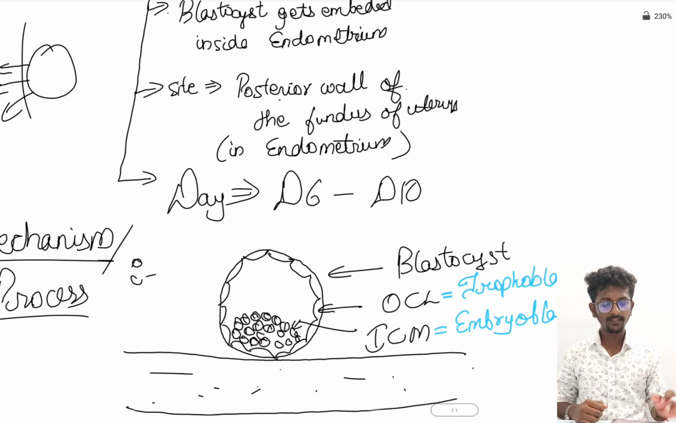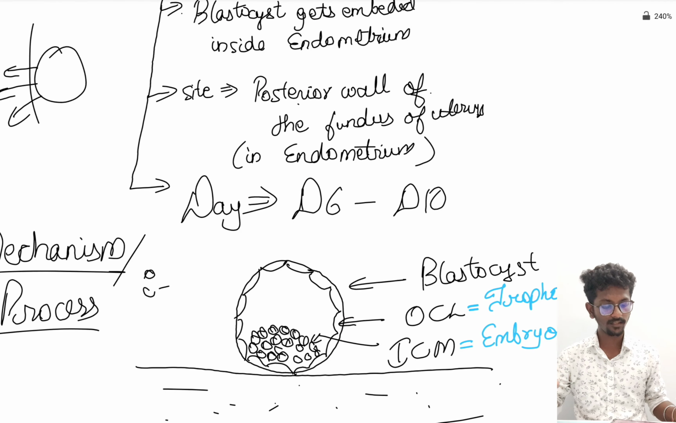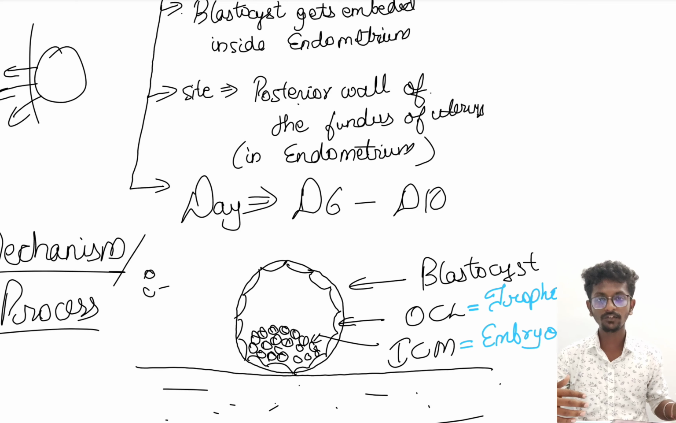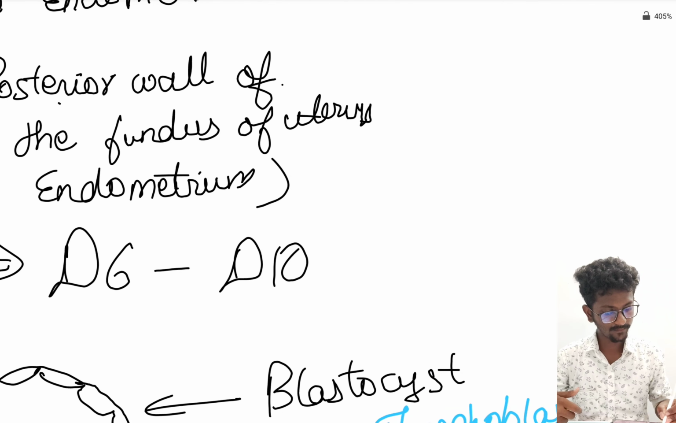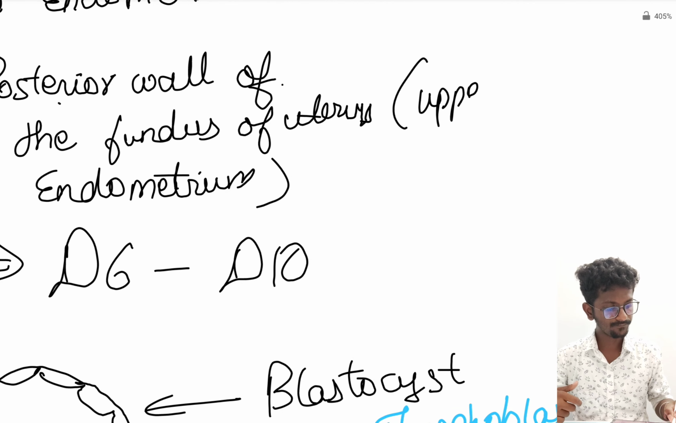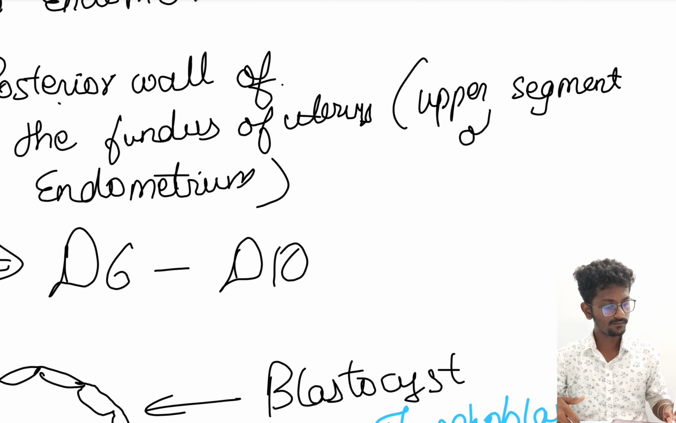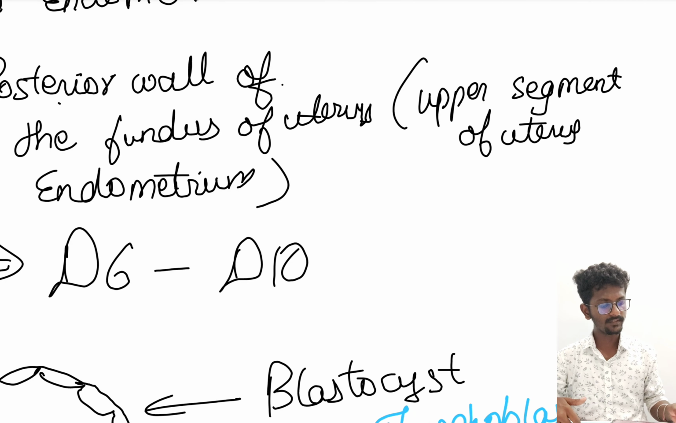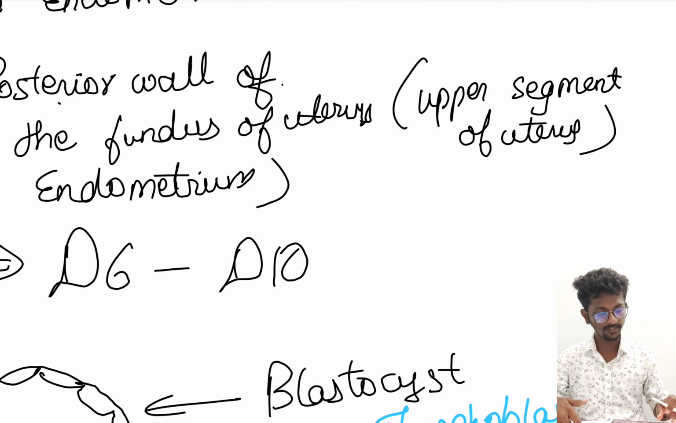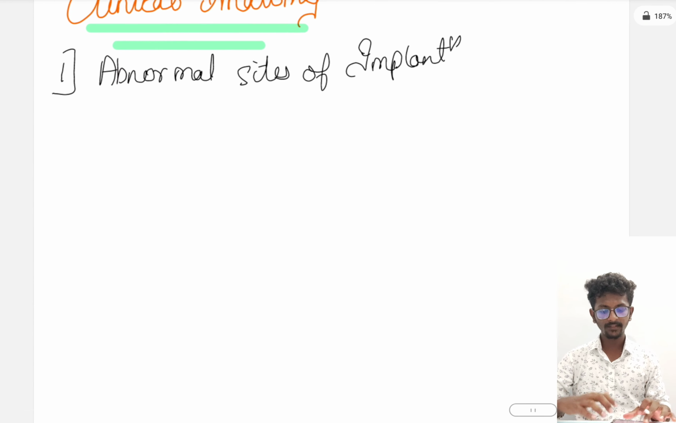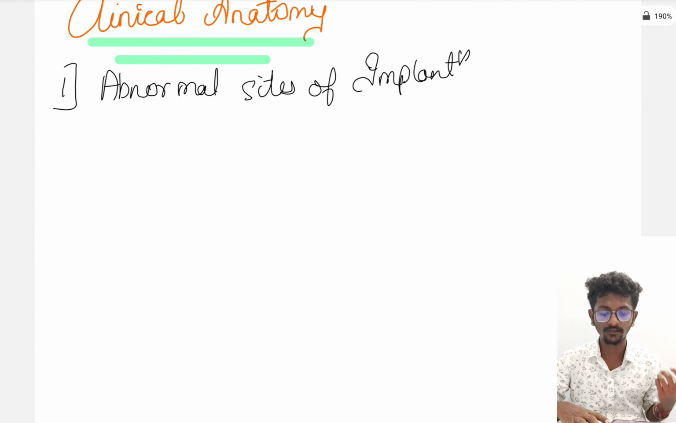We saw that the normal site of implantation was the posterior wall of the fundus of the uterus, but in the upper segment of uterus. Now what is this upper segment of uterus? We'll be learning now. So in this we will be learning the abnormal sites of implantation.